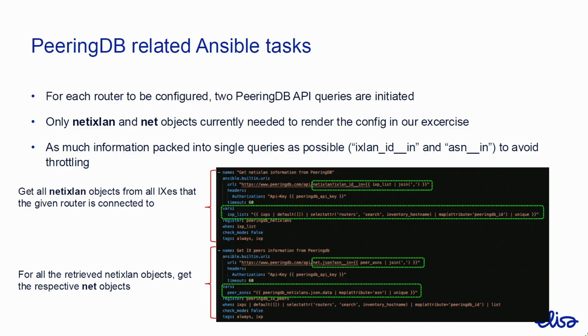And on the second Ansible task, we feed that previously retrieved list to a new query and get the respective net objects from PeeringDB. This latter is basically used only for getting information like peer ASN name and so on. So those netixlan objects are basically the most important ones.